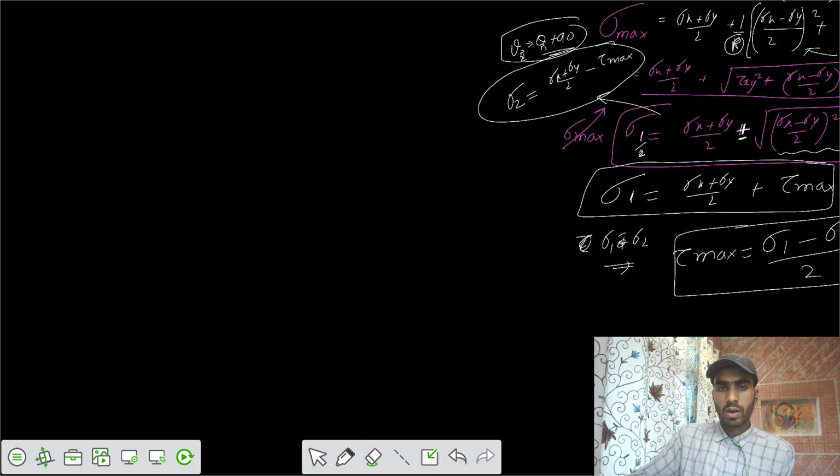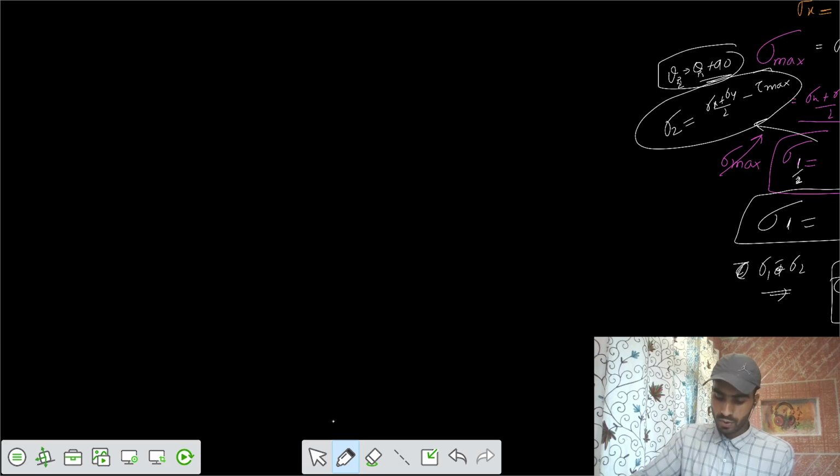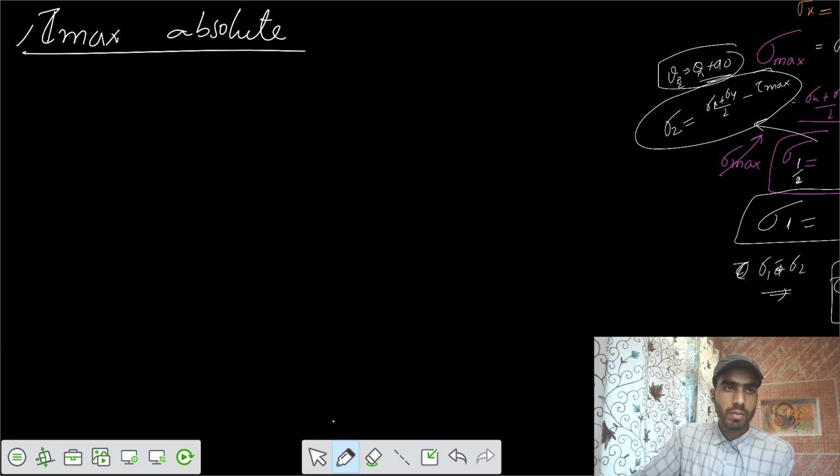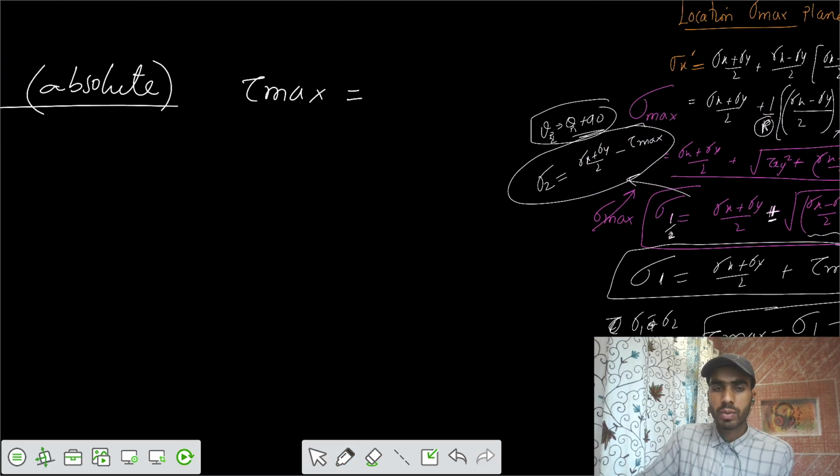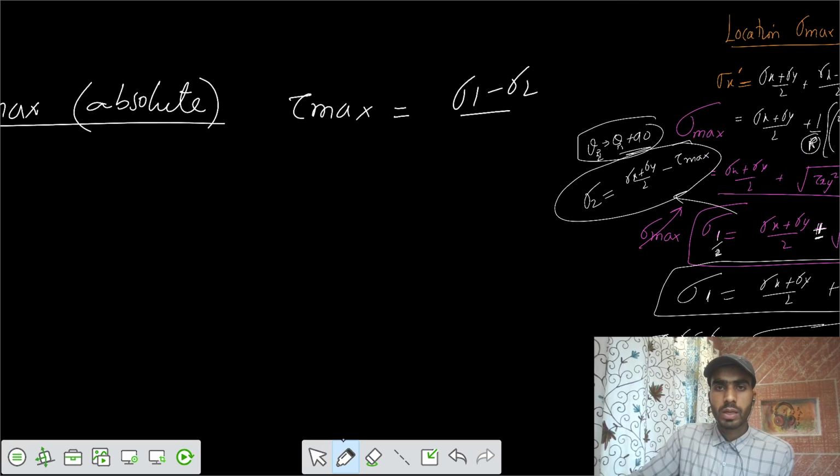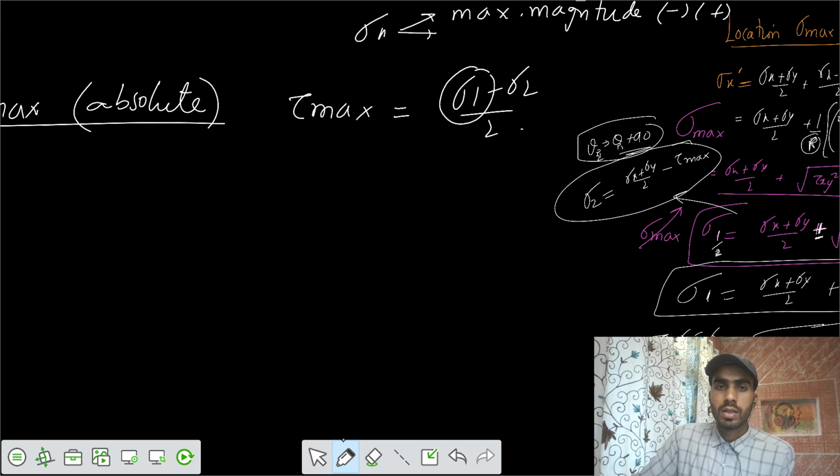Now we have one more condition that we call absolute maximum, tau max absolute. We want to find the maximum shear stress absolute. From this result, we know that tau max equals sigma 1 minus sigma 2 by 2. Sigma 1 can be positive or negative; it is the principal stress with the maximum magnitude, and it can be tensile or compressive. So it depends on the values of sigma 1 and sigma 2.